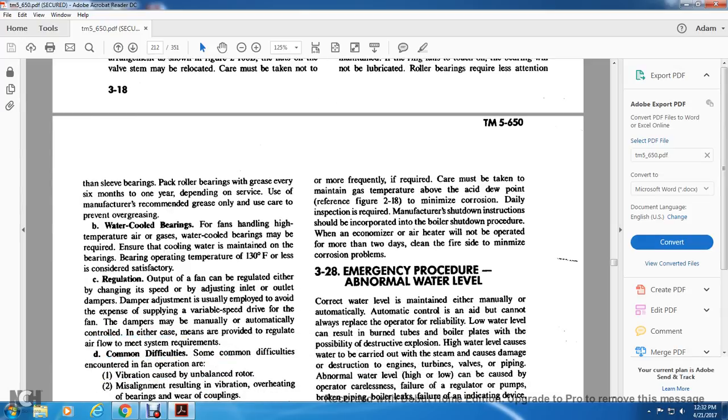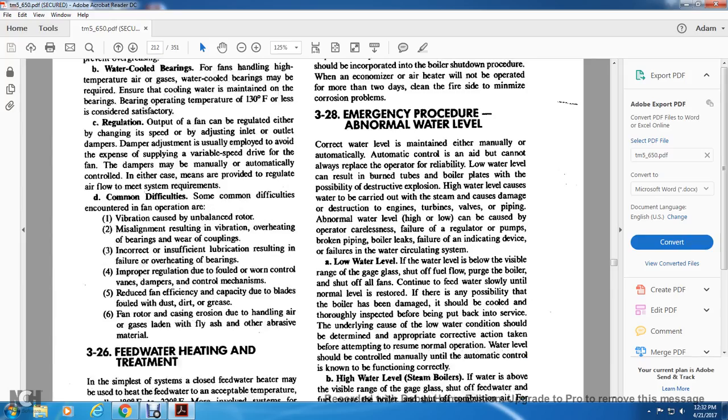B. Water-cooled bearings. For fans handling high temperature air or gas, water-cooled bearings may be required to ensure that cool temperature is maintained on the bearings. A bearing operating temperature of 130 degrees Fahrenheit or less is considered satisfactory.